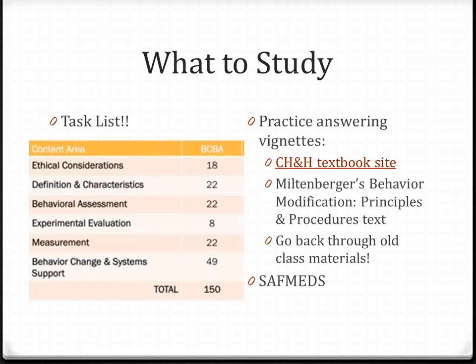Practice answering vignettes, because I feel like the longer the question is, the easier it is for you to start getting confused, start answering a different question, take away the wrong points, etc. Is this similar to the vignette you gave us in ABA 2? Is that what a vignette will look like? Yeah, probably slightly more detailed maybe. Okay.